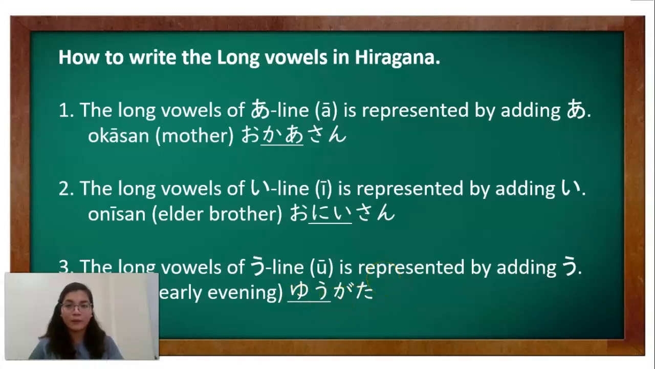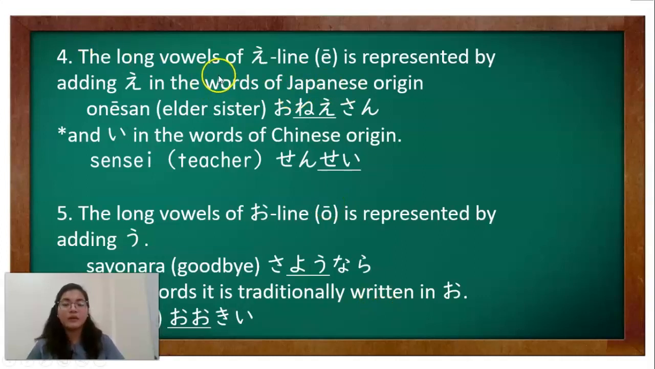Next, number 4, the long vowels of the E line. E is represented by adding i in words of Japanese origin, like oneesan. Oneesan means older sister. And remember, e is also written with i in words of Chinese origin, like sensei. Okay, so that means teacher.